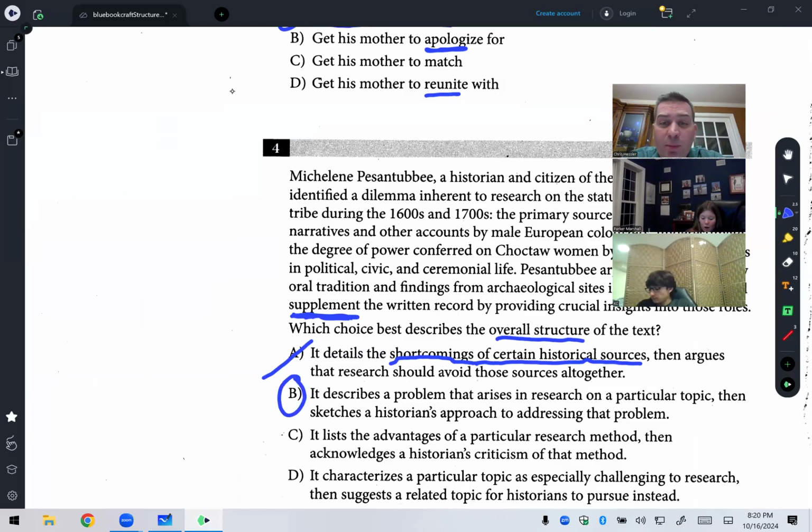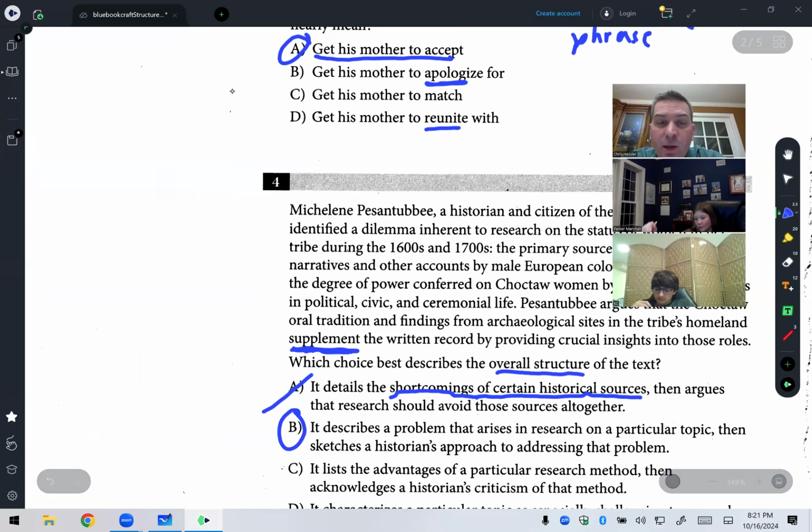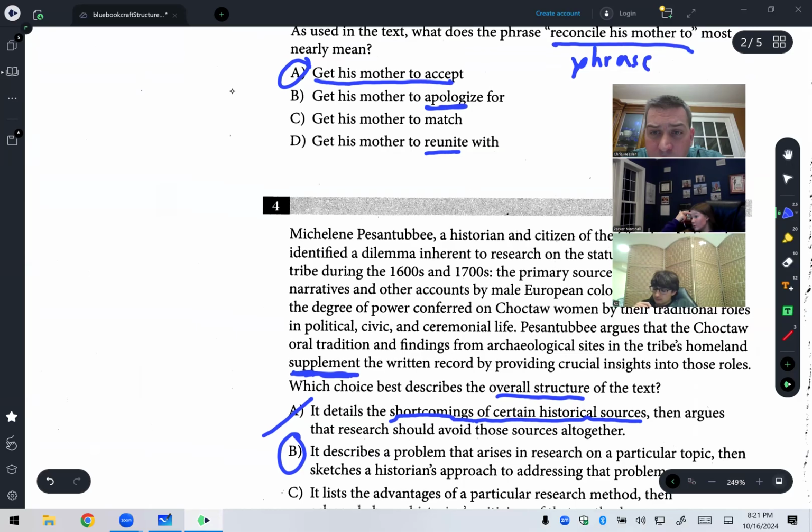It describes a problem that arises in research on a particular topic. All of our primary sources are white colonizers, white male colonizers. Then sketches a historian's approach to addressing the problem. What's the approach to address the problem? Well, let's supplement the written record by using the oral tradition.